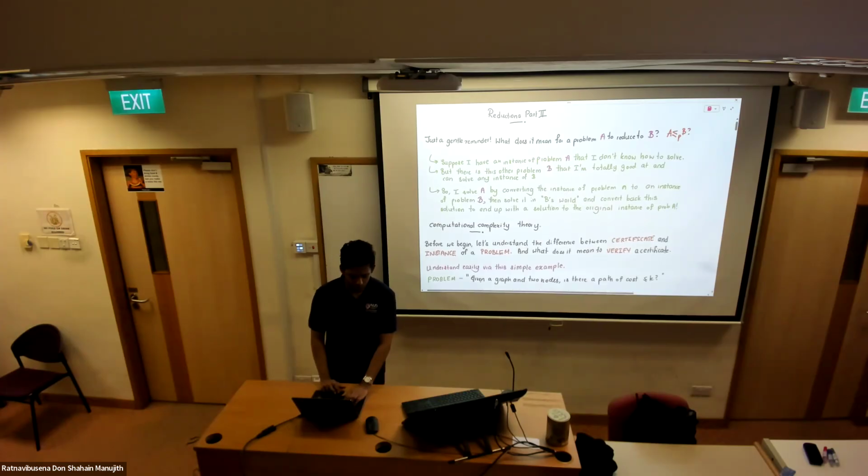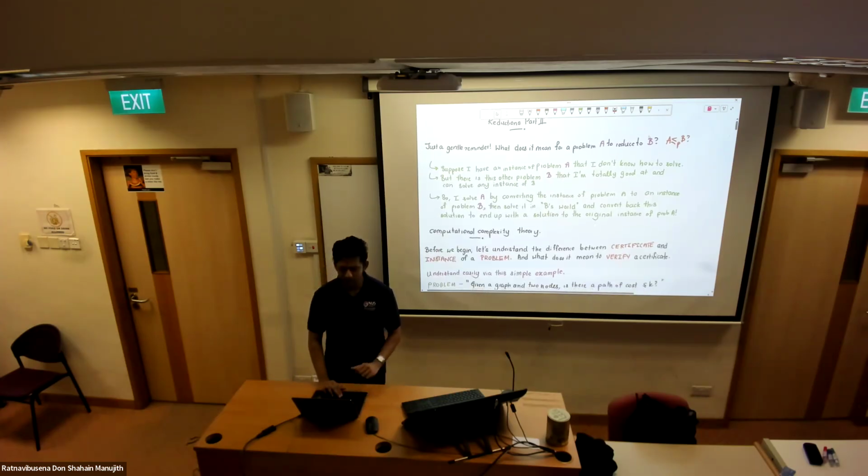So a reminder from the last class. What does it mean for a problem A to reduce to problem B? Suppose I have an instance of problem A that I don't know how to solve, but I know how to solve any instance of problem B. Even though I cannot solve problem A on its own, I can convert the instance of problem A to an equivalent instance of problem B, solve it in B's world, and bring the solution back to A's world. That's essentially what reducing problem A to B means.